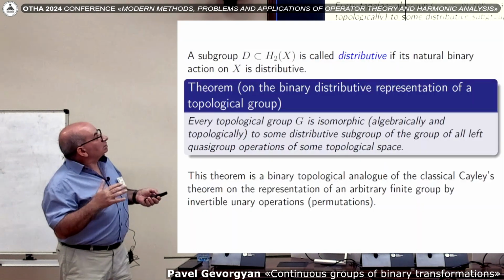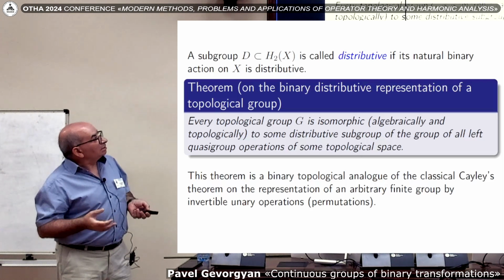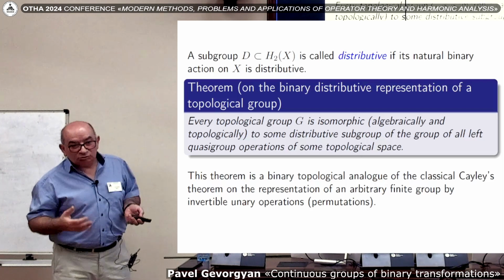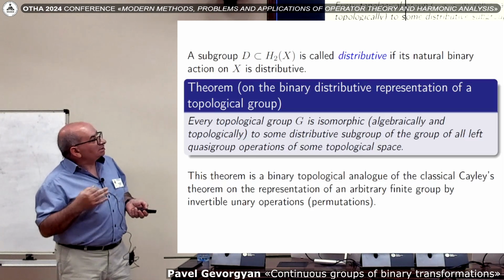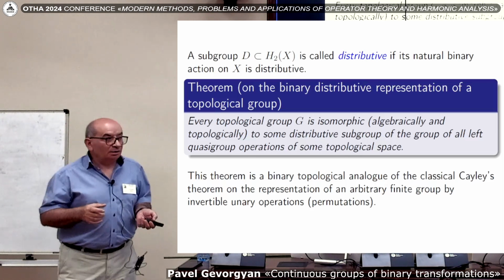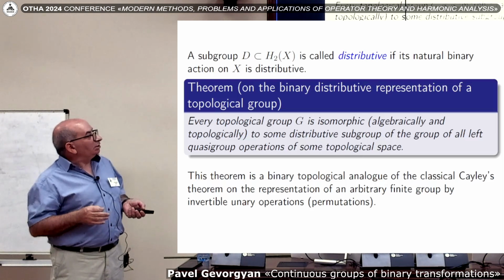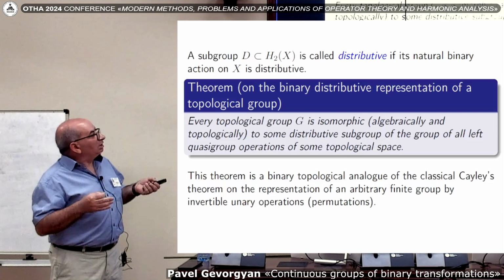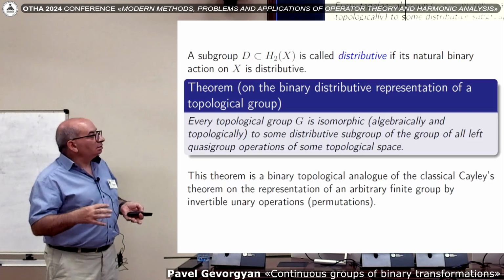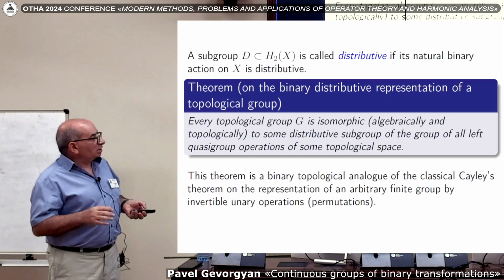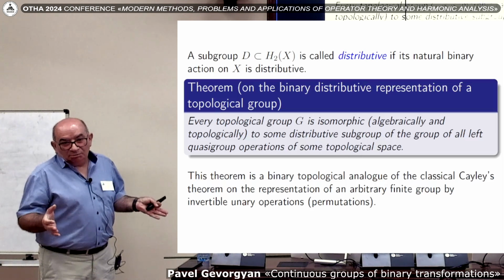Now let's define the notion of distributive subgroup. A subgroup D of H sub 2 f of X is called distributive if its natural binary action on X is distributive. Now let's formulate the important theorem on the binary distributive representation of topological groups. Every topological group G is isomorphic, algebraically and topologically, to some distributive subgroup of the group of all left quasi-group operations of some topological space. This theorem is a binary topological analog of the classical Cayley's theorem on the representation of an arbitrary finite group by invertible unary operations, which is the same as permutations.